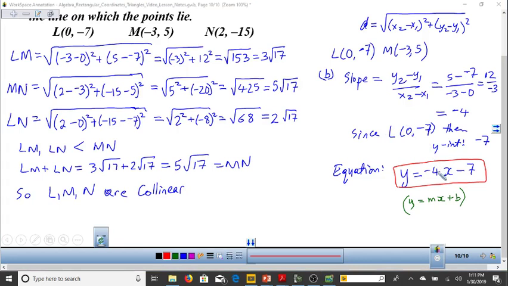If you plug in 2 for x, you should get negative 15. Negative 4 times 2 is negative 8. Minus 7 is negative 15. So all 3 points are on that line.